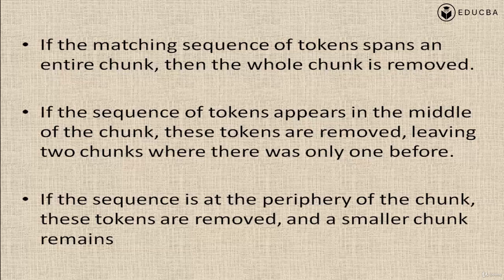Now see, these are some important points you have to remember. If the matching sequence of tokens spans an entire chunk, then the whole chunk is removed. Similarly, if the sequence of tokens appears in the middle of the chunk, these tokens are removed, leaving two chunks where there was only one before. Similarly, if the sequence is at the periphery of the chunk, then these tokens are removed and a smaller chunk remains. These are the points you have to remember whenever you are applying the chinking process. Just remember these points, and I will show you an example, then you will know how we can use the chinking process.